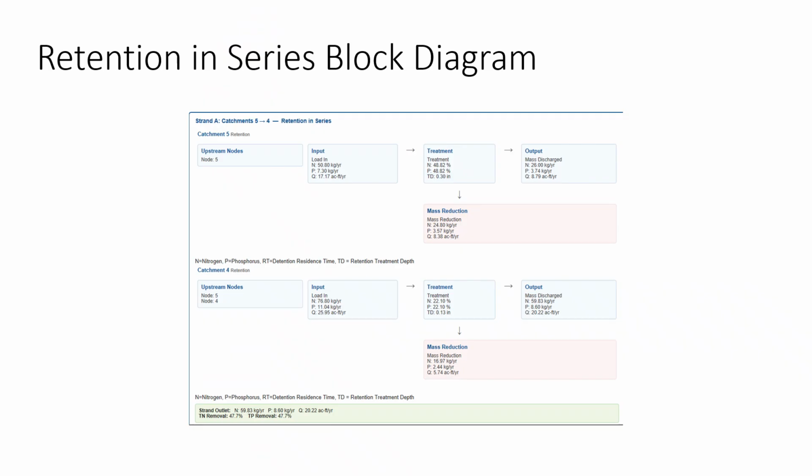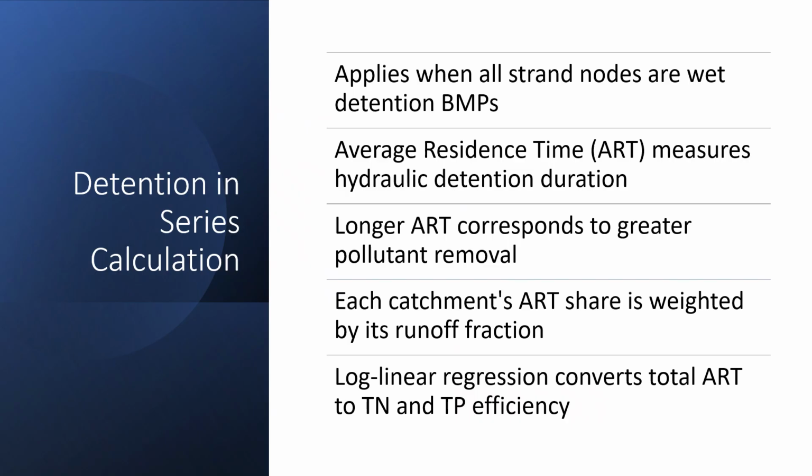The routing diagram displays the results for each strand within the project, giving you a visual representation of how water flows through the network. The detention in series method applies when every node in the network is a wet detention best management practice. The central parameter in this approach is the average residence time, or ART, which measures how long water lingers within a basin. The longer water remains in a basin, the more opportunity there is for settling and biological uptake to remove pollutants.